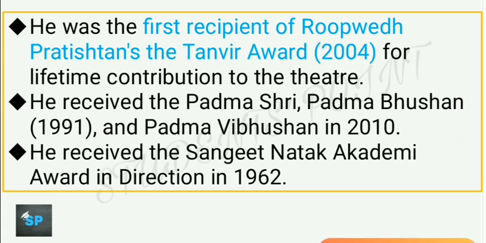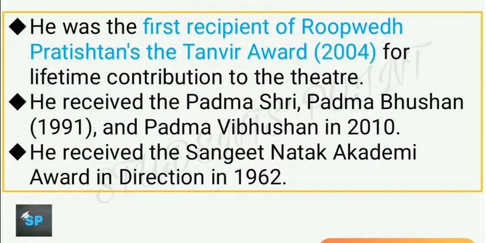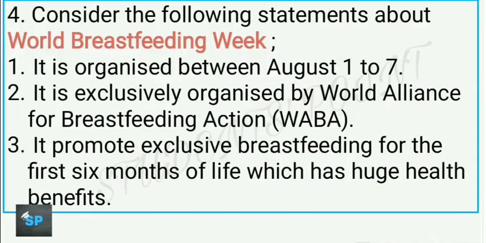The Padma Vibhushan is higher than Padma Bhushan, followed by Padma Shri. So at the highest there is Bharat Ratna, at second highest there is Padma Vibhushan, at third Padma Bhushan, and at fourth lies the Padma Shri award. These are the four highest civilian awards in India provided by the government to its people.